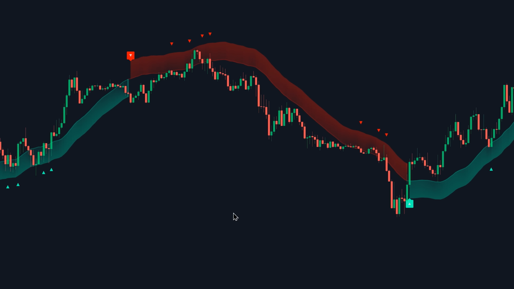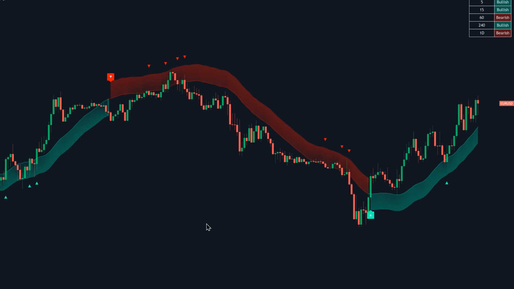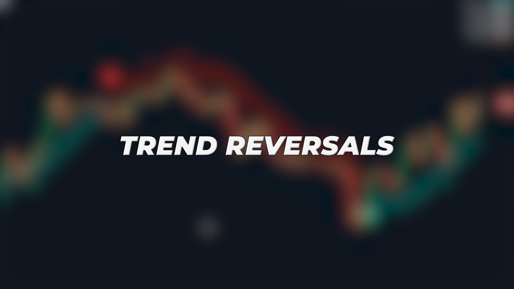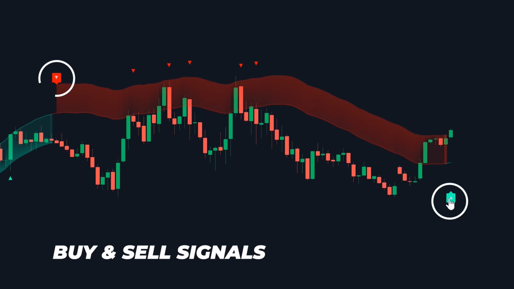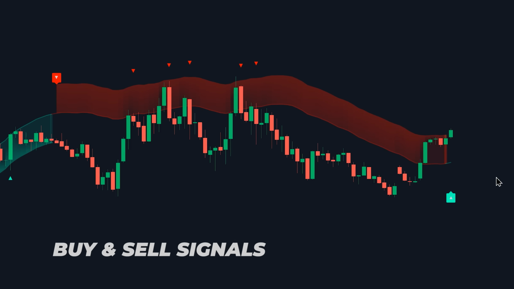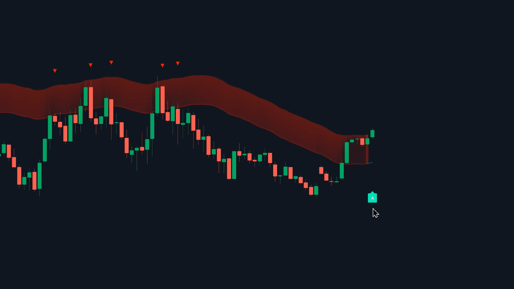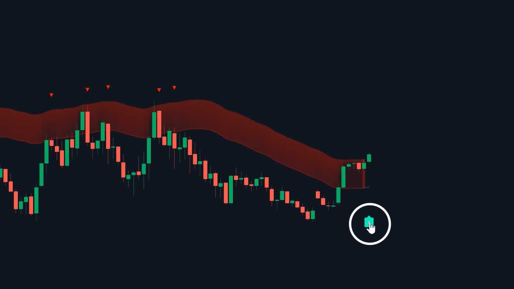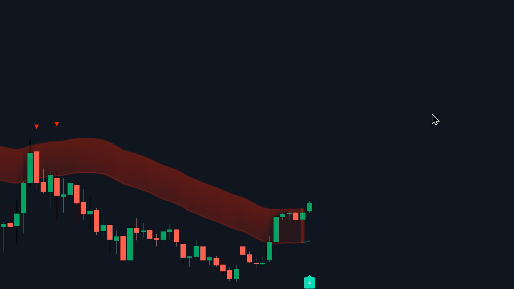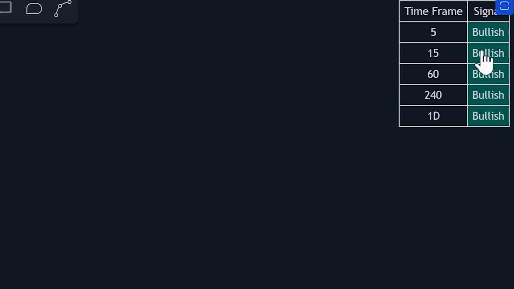Now, there are 2 methods of trading with this indicator. Number 1, trend reversals. Number 2, pullbacks. For trend reversals, we're going to be using the main buy and sell signals. We're going to use the larger labels that are printed between trends. For example, if we wanted to take a bullish trend reversal, we basically would identify a green upward arrow like this one, and then before you take the trade, you want to look at this table. It should indicate bullish trends across the 5 timeframes. So it should basically say bullish for all these timeframes.